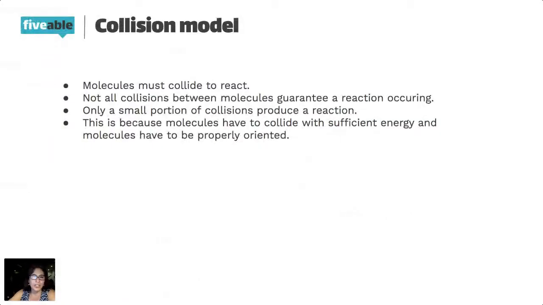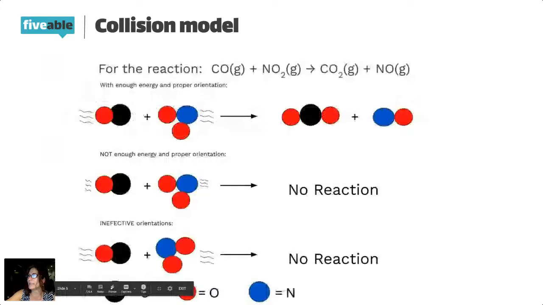Okay, so the collision model is really simple. We know that molecules need to collide, need to come together to react, but not all collisions guarantee that a reaction will occur. In fact, only a very small portion of collisions produce a reaction. This is because molecules have to collide with enough energy and they have to be properly oriented.